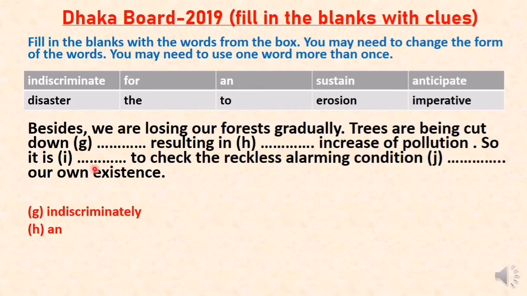here one verb and the verb will be imperative. Sorry, here after it is one adjective will be here. So that one is imperative. So it is imperative to check the reckless alarming condition dash our own existence. And here one preposition is needed. That's why the word will be for our own existence.